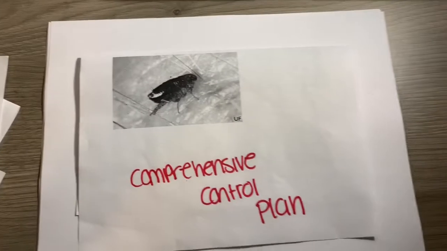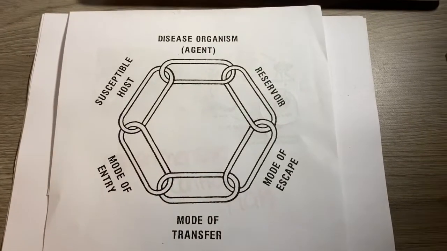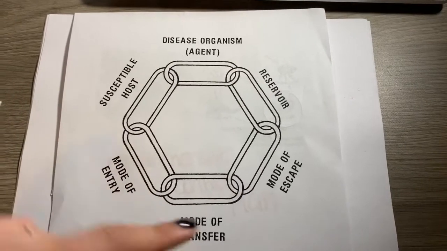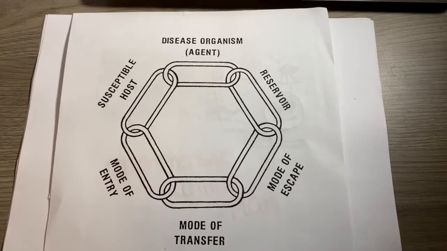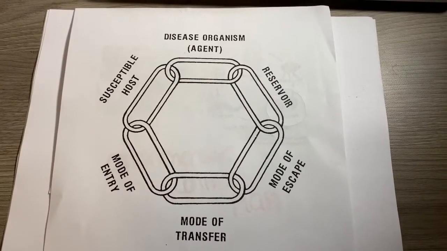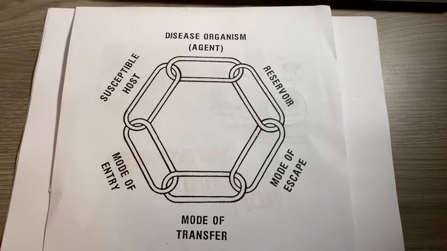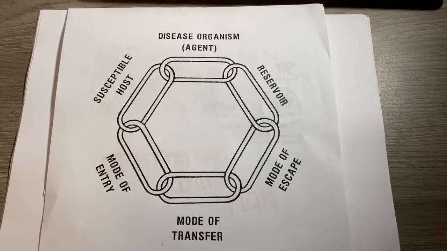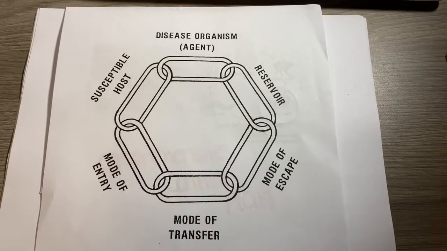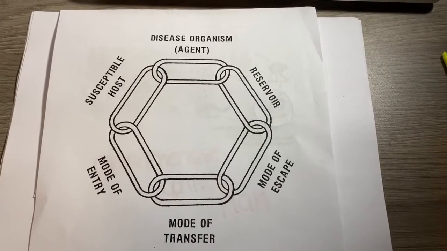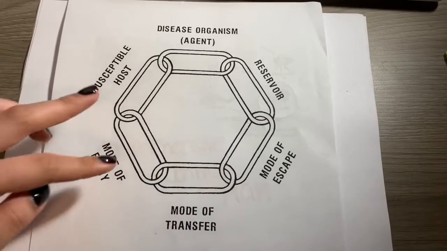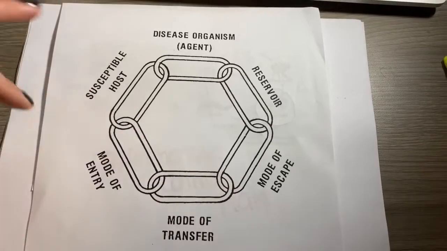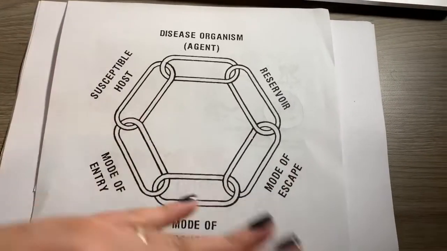Here's the cat flea. Here's a comprehensive control plan. Our comprehensive control plan has been designed to break all links in the disease transmission cycle. These links include transmission between pathogen to reservoir, reservoir to vector, vector to reservoir, vector to host, pathogen to host. The more links that we can break in transmission, the better chance we have of eradicating the disease.